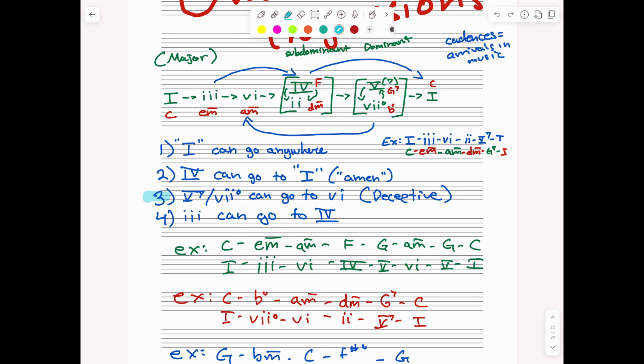Our exception number 3 is that 5, 7, or 7 diminished can go to 6. Usually it really does go from this way to the 6. The 6 can take the shortcut and go to the dominant bracket, but more often than not, the dominant bracket goes back to the 6, and that gives us our deceptive cadence because it tricks the ear.